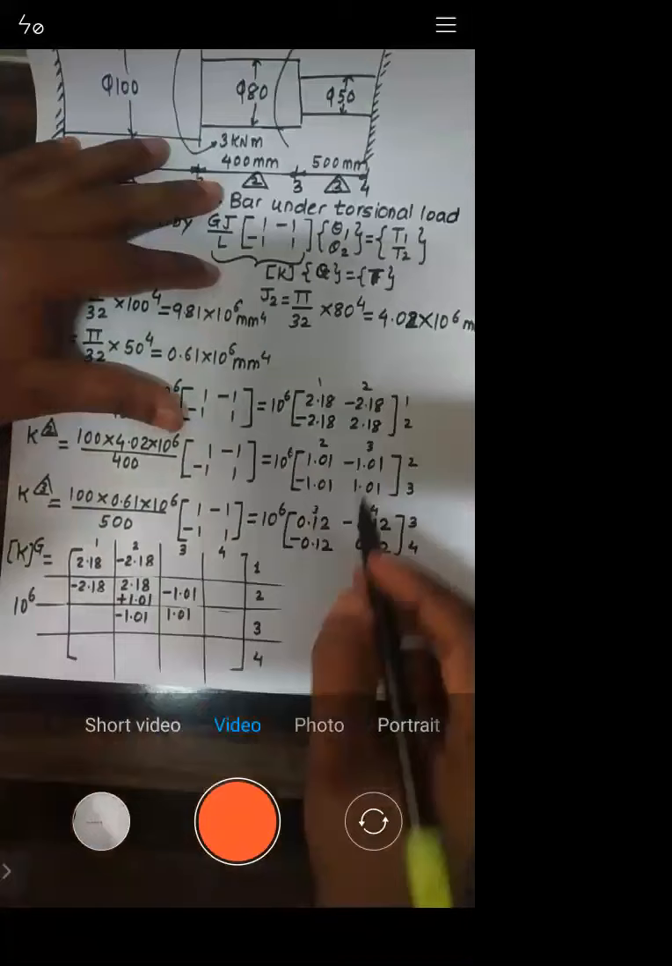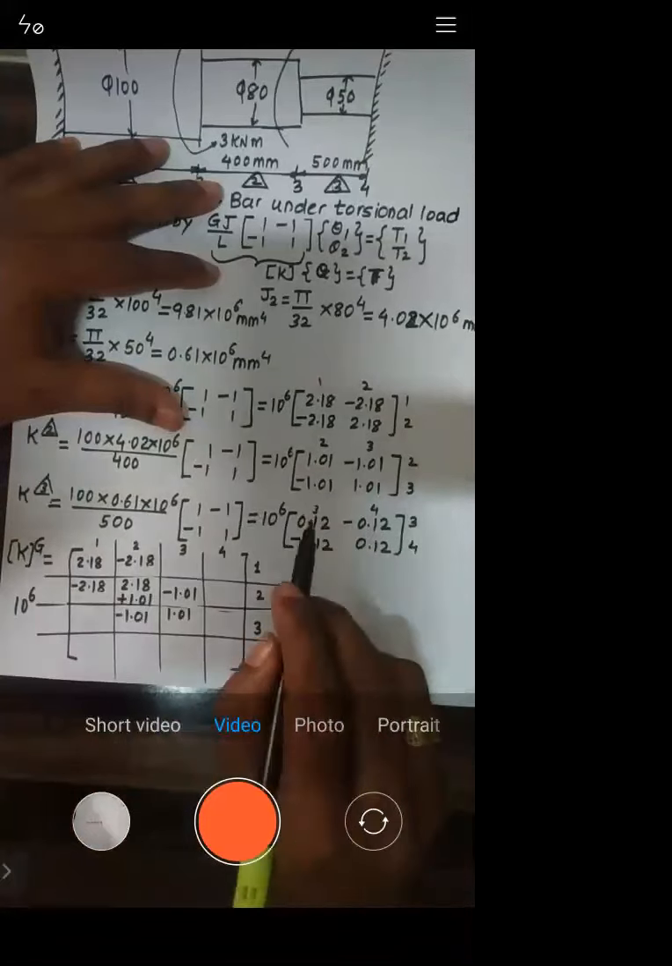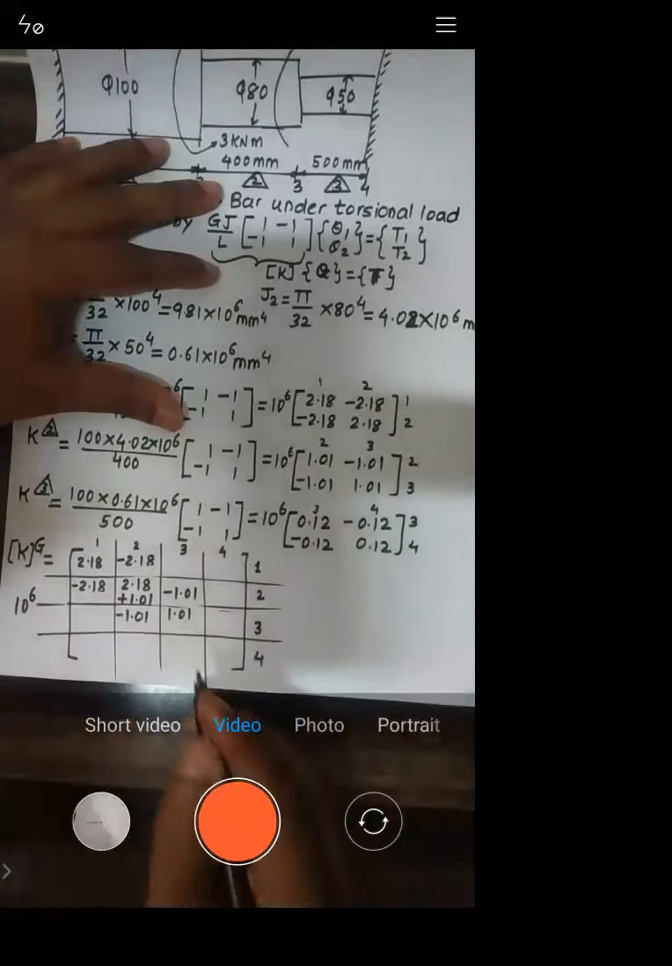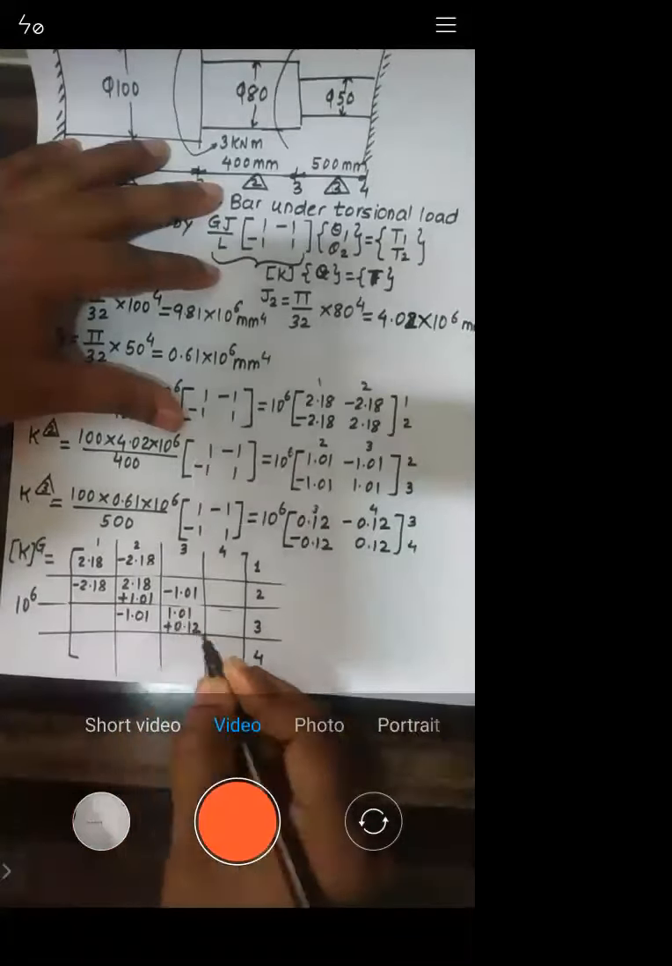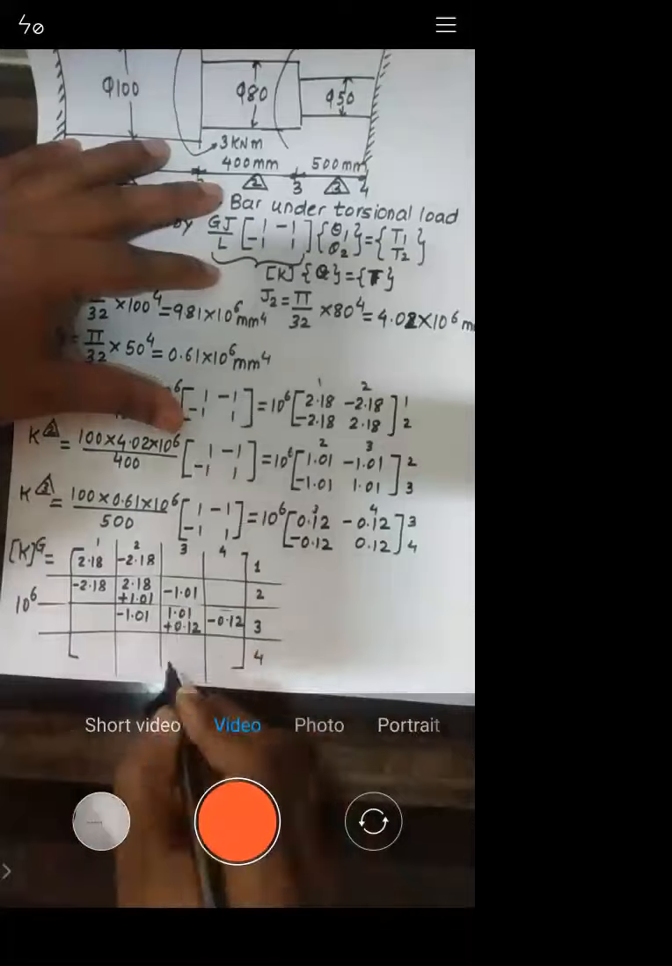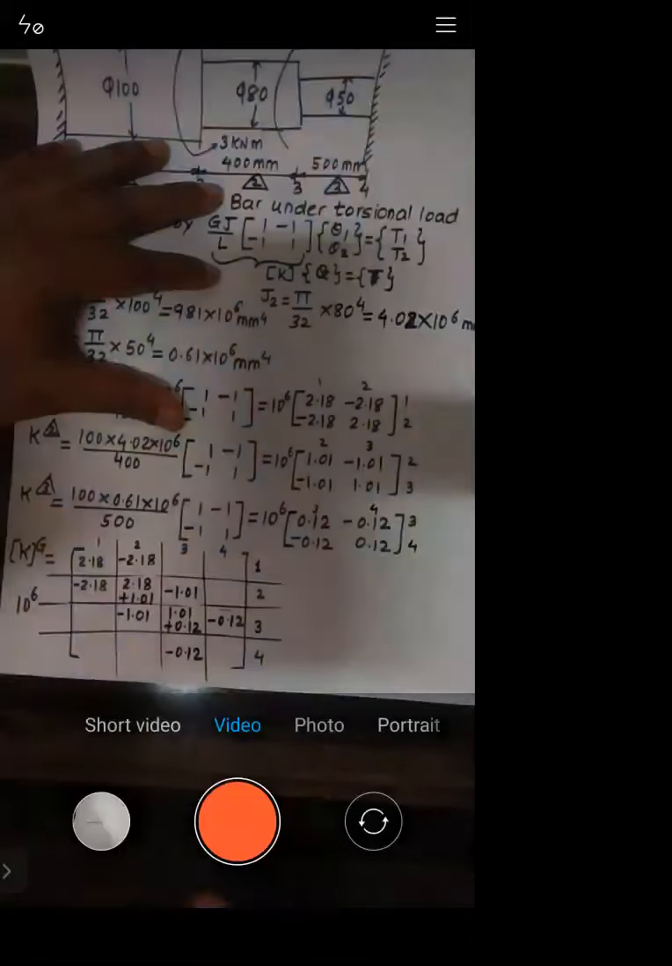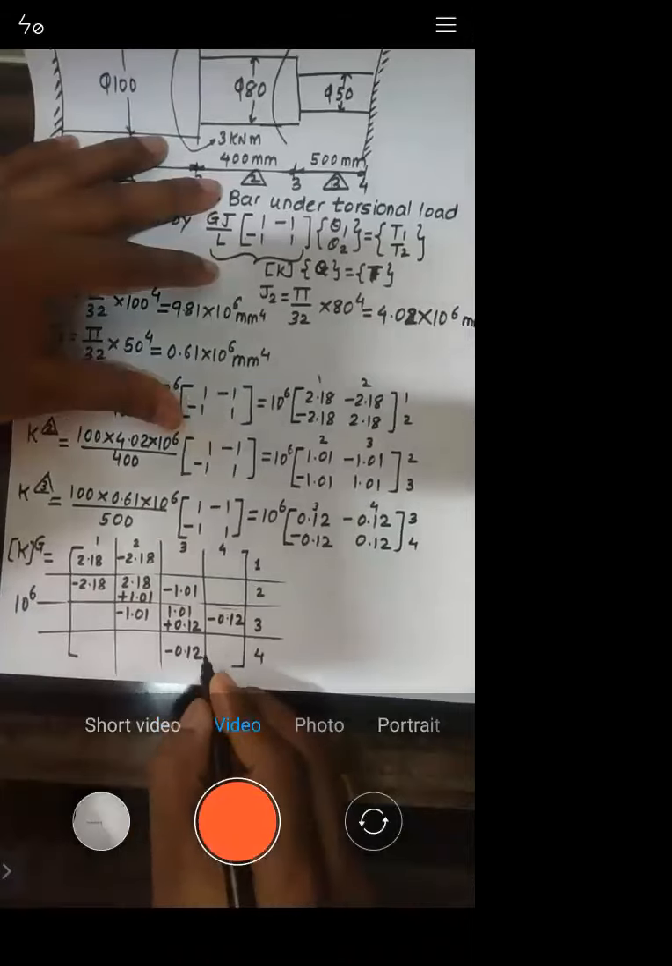Next we need to go for this matrix. This will start from 3, 3. So from here it will start: plus 0.12, minus 0.12, minus 0.12, and 0.12 in the global stiffness matrix.